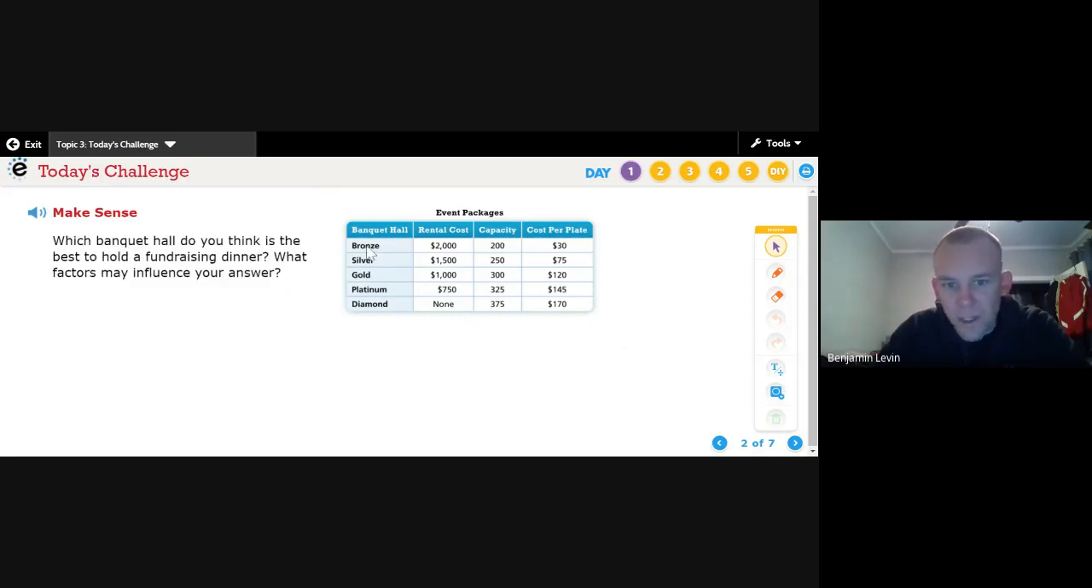What it's asking us to do is kind of look at these and start to think about developing functions for the cost of each one of these banquet halls, right? So you notice that the biggest hall, the Diamond, has no cost. It's free to rent. It holds 375 people, but they charge you $170 per person to serve dinner and beverages and whatever, right? That's really expensive.